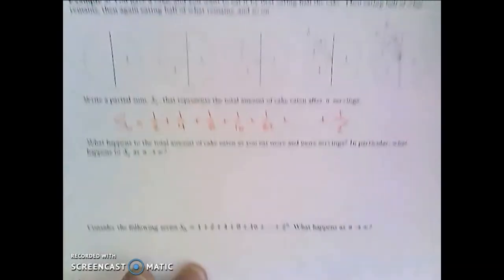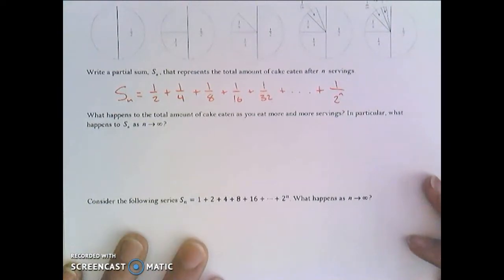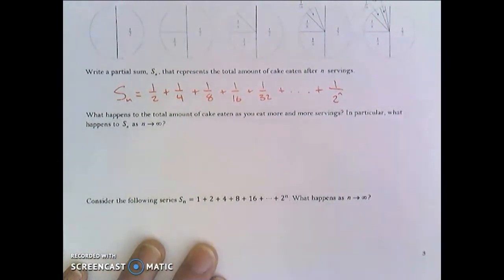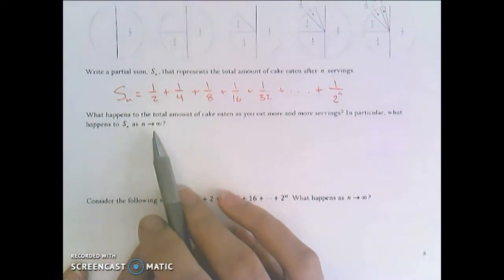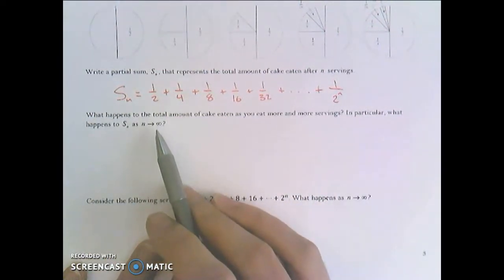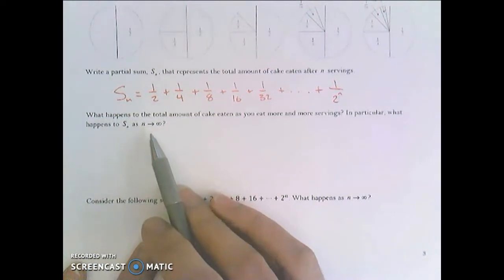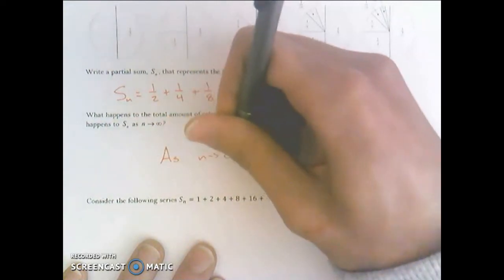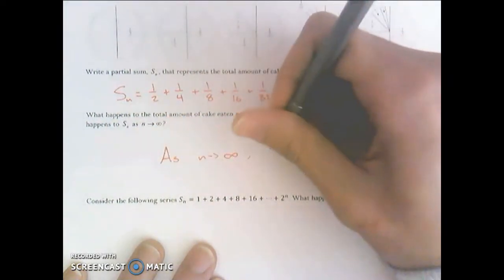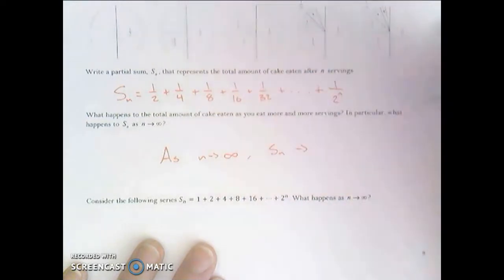What happens to the total amount of cake eaten as you eat more and more servings? So in particular, how much of the cake have we eaten as the number of servings increases to infinity? We want to approach infinity. So what happens to Sn as n approaches infinity? As we eat more and more servings, is it approaching some number?